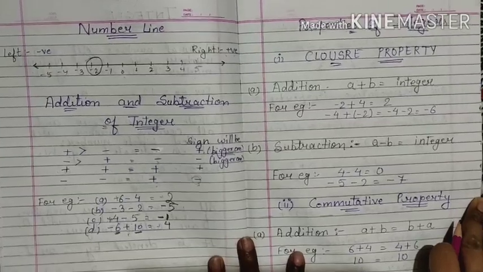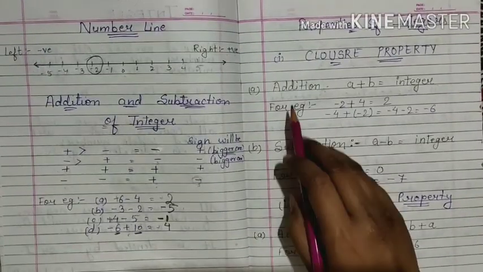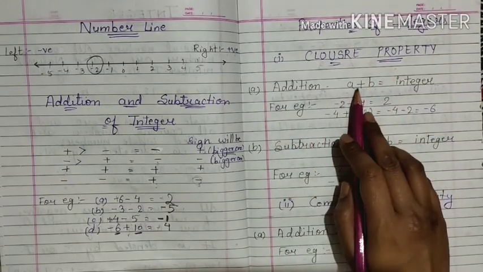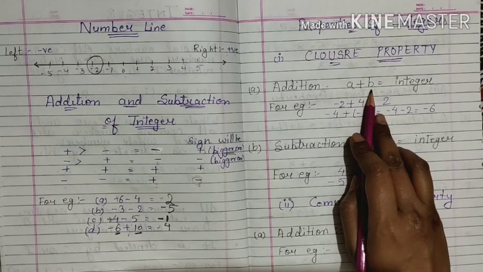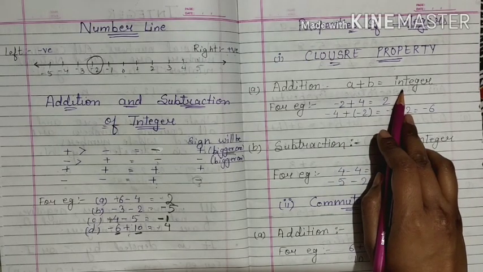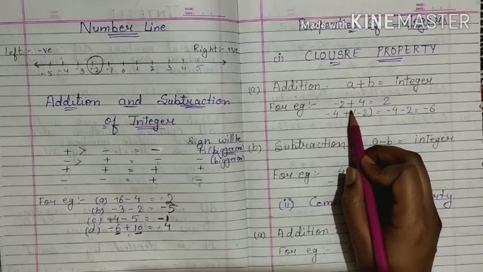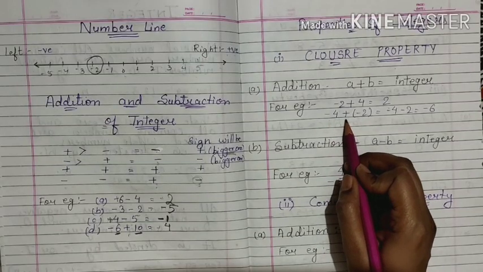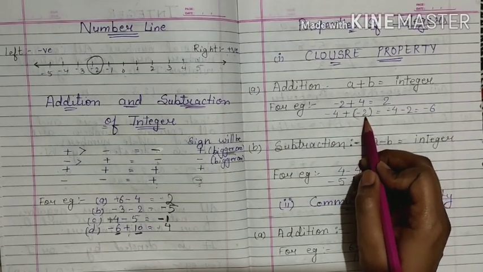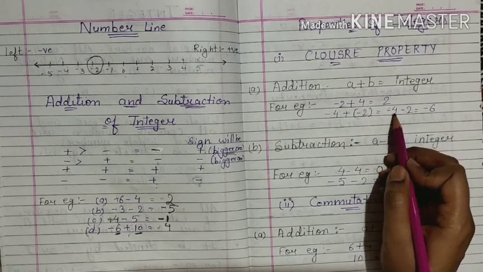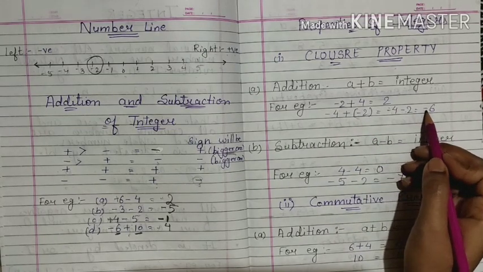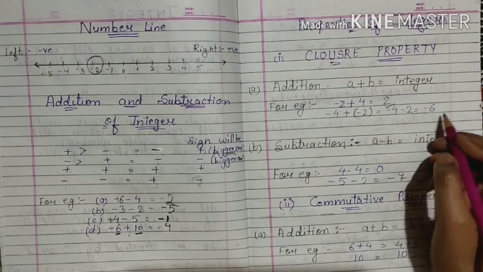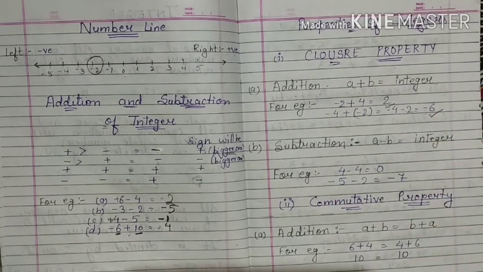Let's talk about some properties of integers. First is closure property. In addition, when we add two integers, the answer will be an integer. For example, minus 2 plus 4 is equal to 2. Minus 4 plus (minus 2), minus minus is plus. It will be 4 plus 2, 6, and the sign will be negative. 2 is also an integer and minus 6 is also an integer.